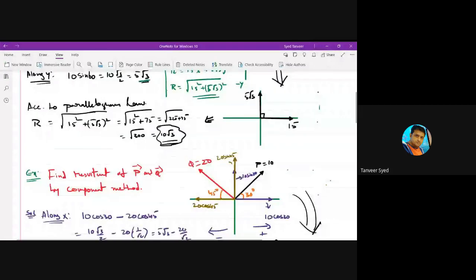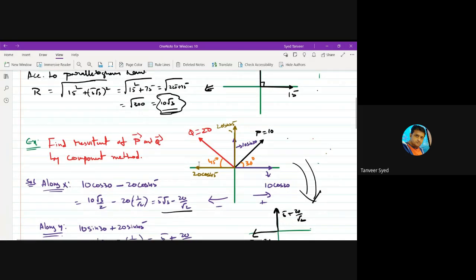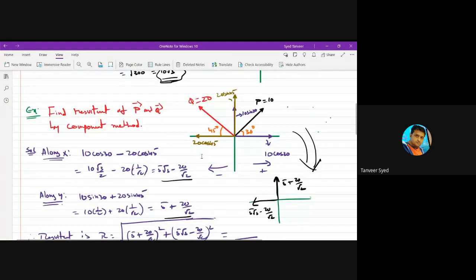Find resultant of two or more vectors by component method. You have to split each vector into horizontal and vertical components, then add components along horizontal direction, add components along vertical direction, then find their resultant applying parallelogram law.